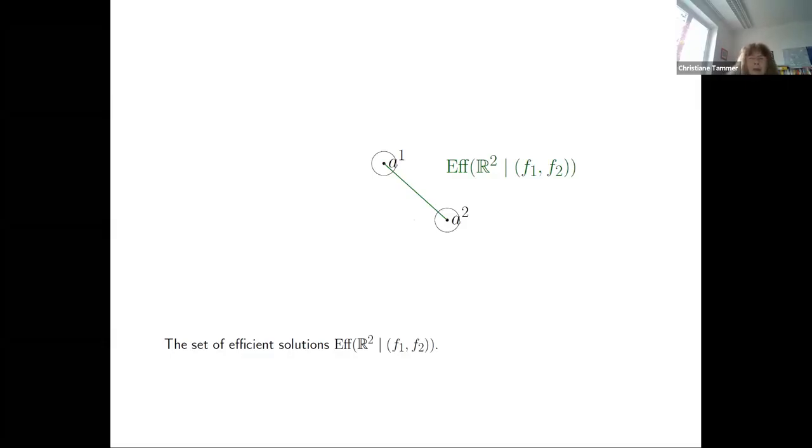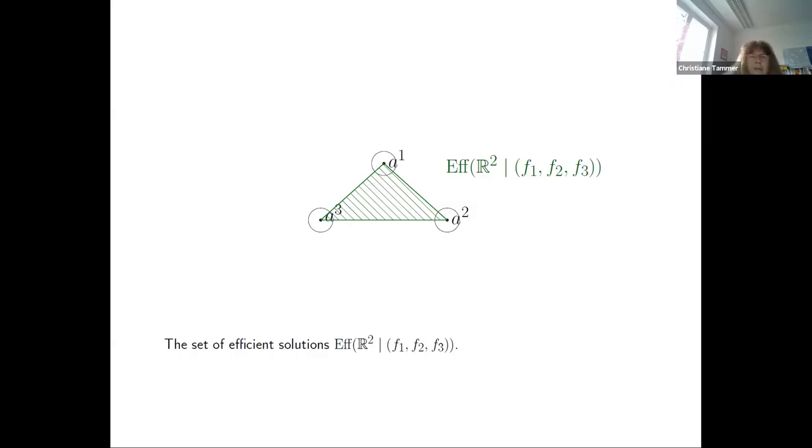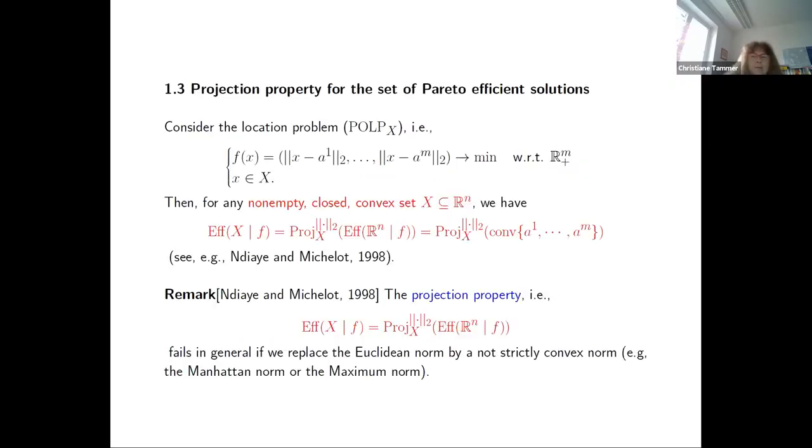If we would consider one more existing facility, A3, then we have this multi-objective location problem with 3 objective functions, and then the whole solution set is the convex hull of the existing facilities. This is only true for the case of the Euclidean norm in the formulation of the location problem.